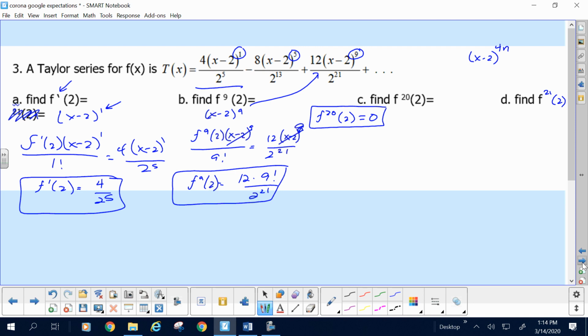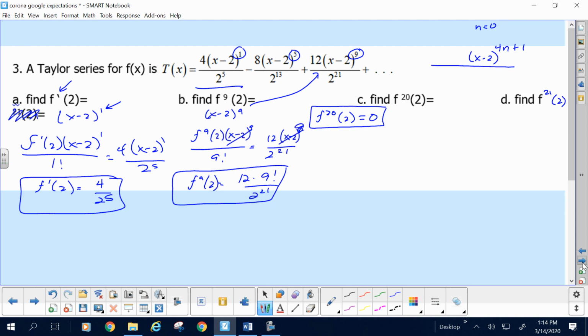I usually think n starts at 0, because that's what the Taylor series usually starts off with, the 0th derivative. So if I start at n equals 0, then this needs to be 4n plus 1. That way, when n equals 0 goes in, I get x minus 2 to the 0 plus 1. That seems to be working.